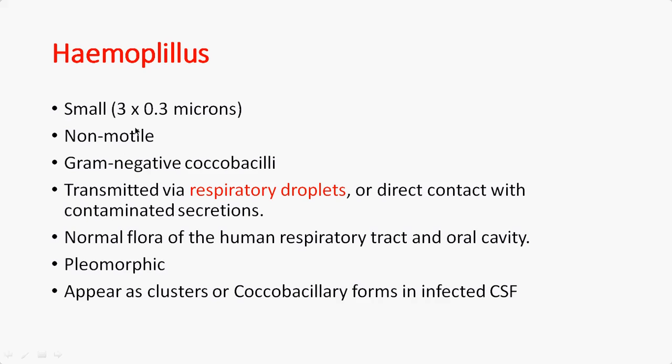These are non-motile, small, 0.3 micron in size, and they are transmitted by respiratory droplets when there is a pneumonia causing infection by Haemophilus influenzae, or by direct contact with contaminated secretions, as in Haemophilus ducreyi, a sexually transmitted disease causing chancroid. So, respiratory droplets or direct contact with contaminated secretions. Okay.